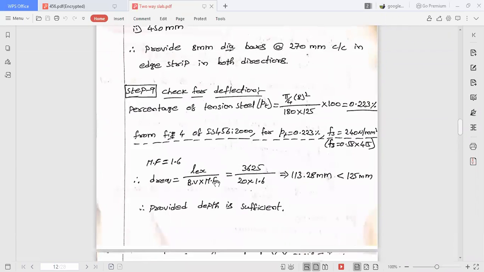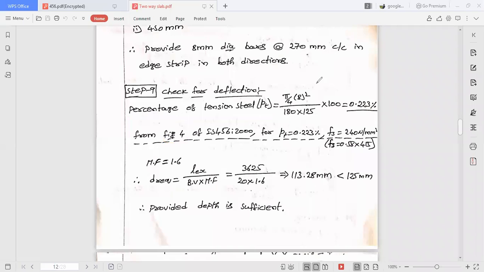Okay, and you know how to calculate depth required to resist deflection, which is L by basic value into modification factor. For that, basic value is 20, Lx is already known, but the only unknown is modification factor. How to find modification factor? First of all, find out percentage of tension steel. Then by using this, we have to find MF, which is modification factor, from table number 4. I will show you for this problem.